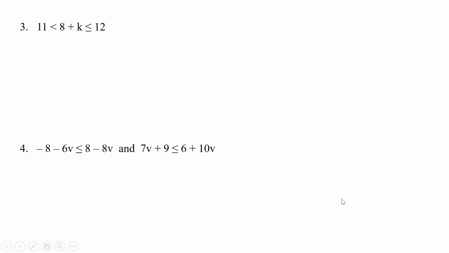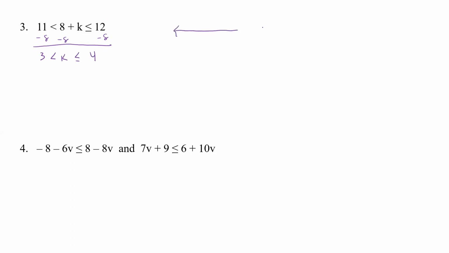All right, so this is the tripartite. I don't know, this might even be one we used last time. It kind of looks familiar. And what we have to do is solve for that k. So we need to subtract 8. And whatever we do on one part, we have to do on all three pieces, remember. And so 11 minus 8 is 3, less than k, less than or equal to 4.